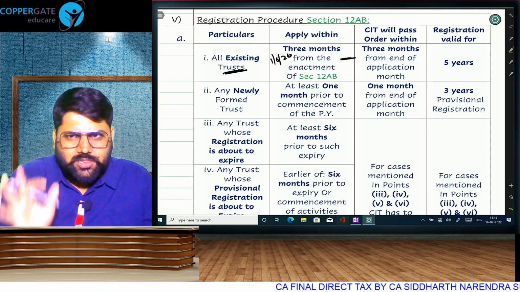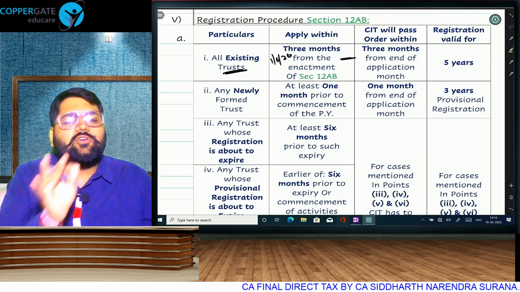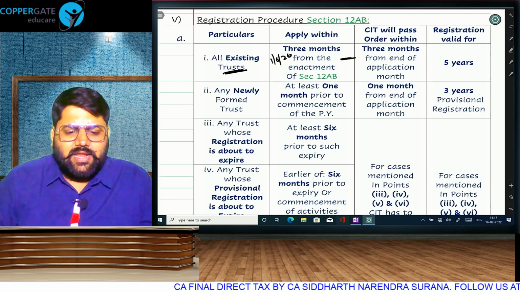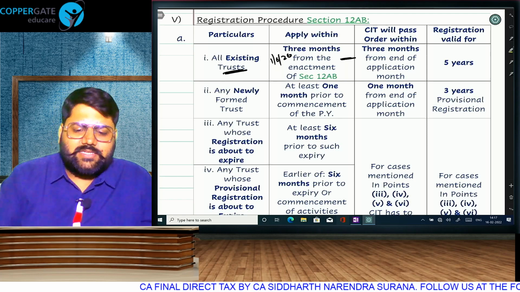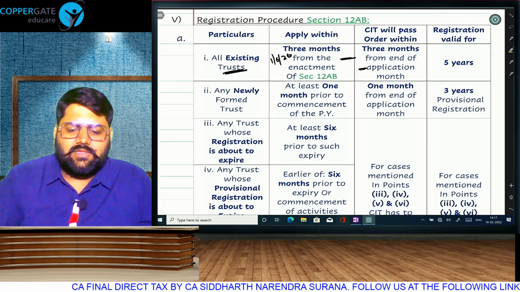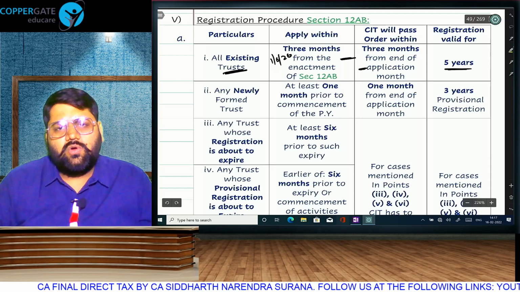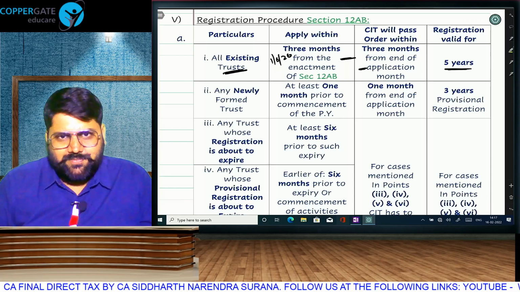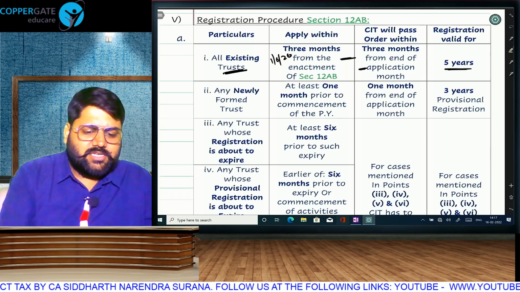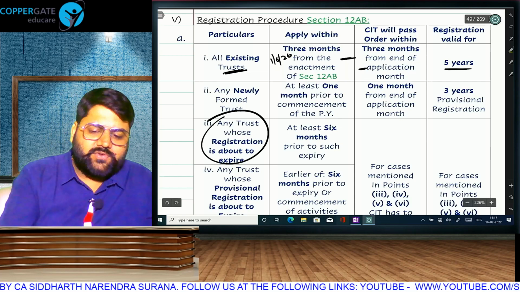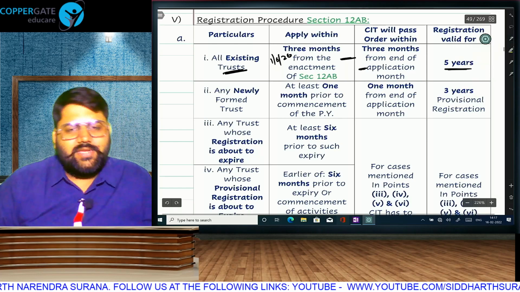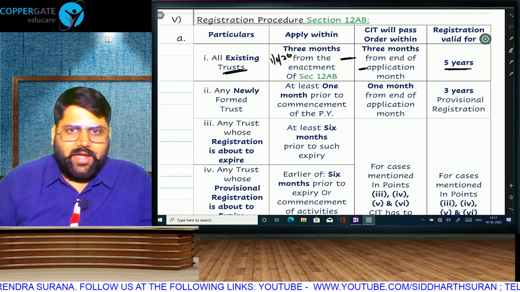Short and simple, all the existing trusts from Kashmir to Kanyakumari, from Gujarat to Arunachal Pradesh, every trust of the country will have to apply for fresh registration, and the CIT will decide within 3 months from the end of the application month whether to grant registration or not, and that registration, if granted, shall have a 5-year validity. That means now if your registration is about to expire, you will have to apply for fresh registration, and every registration will expire after 5 years.